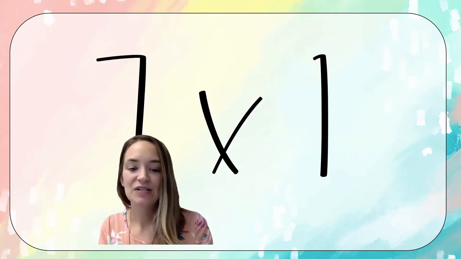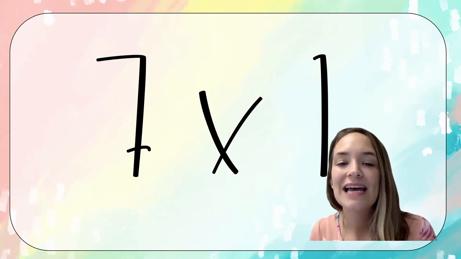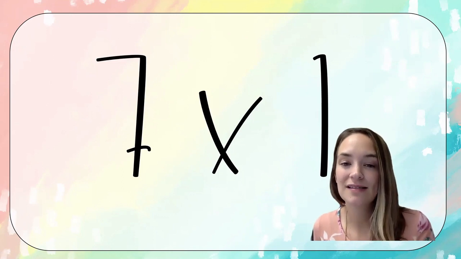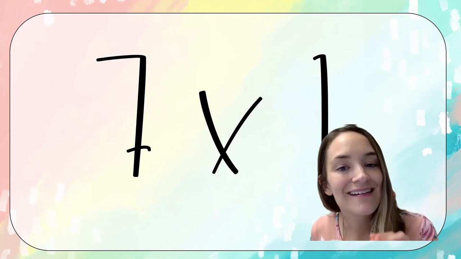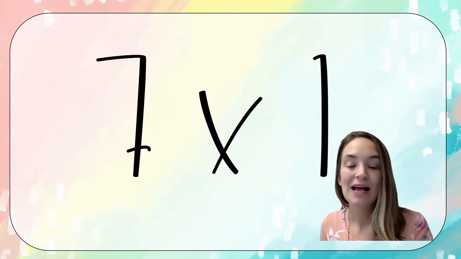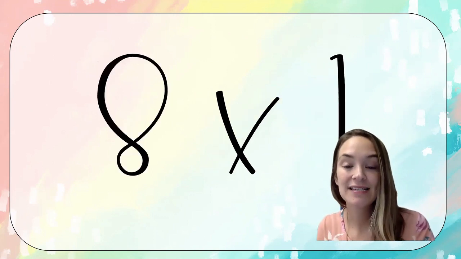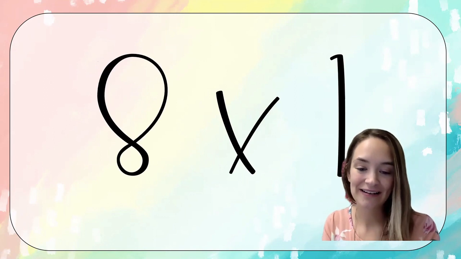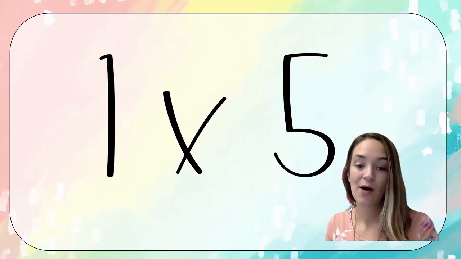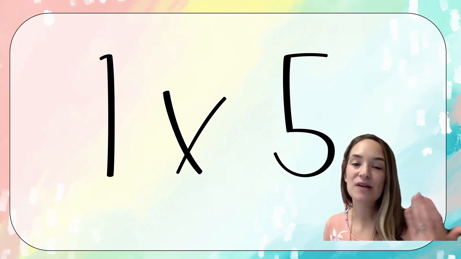Let's practice. So I have the problem 1 times 7. Let's say, when we get to the multiplication symbol, instead of saying times, let's say groups of. So if you want to do it silently, you can if you're in a classroom, or do it in your mind, but follow along with me. Here we go. 7 groups of 1. 8 groups of 1. 3 groups of 1. 1 group of 5. Okay, so that's our 1 strategy.